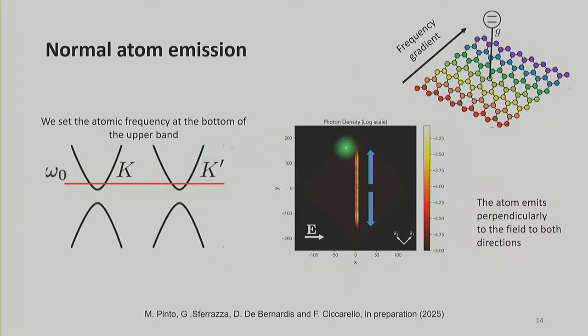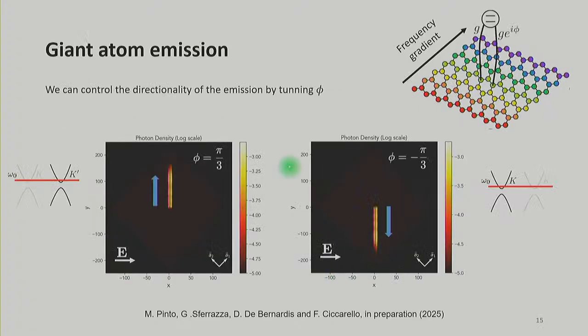You can see that I'm plotting the lattice here, these are the positions, and the atom is here in the middle. You can see that it emits perpendicular to the electric field in both directions. But if we now consider the giant atom with the special phases that we derived, we can select the direction of the emission depending on the phase that we choose.